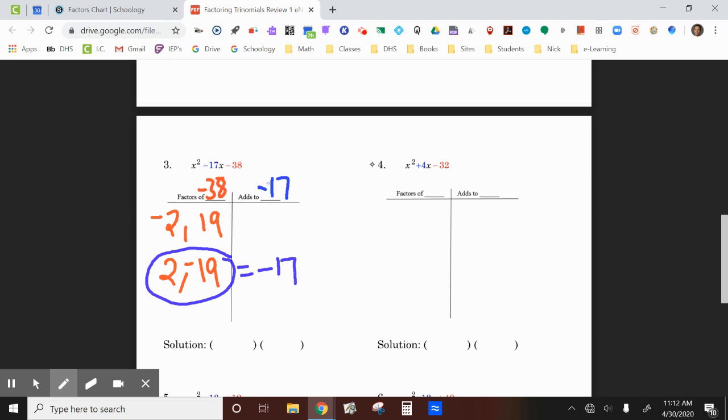All right, because again, if I want them to add to a negative number, my bigger number needs to be that negative. All right, so now my solution I can say is x plus 2 times x minus 19.